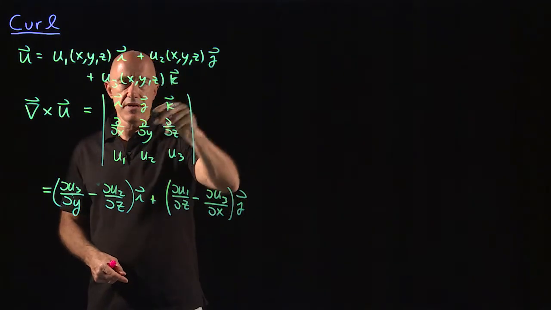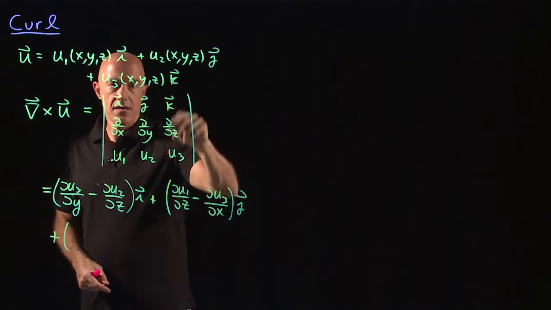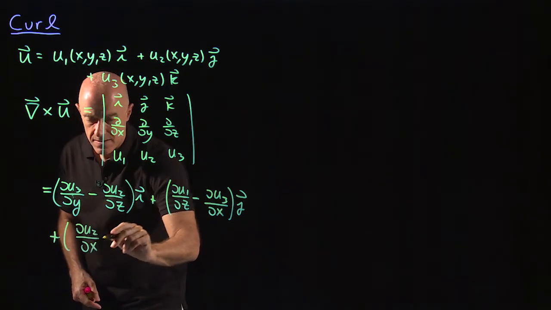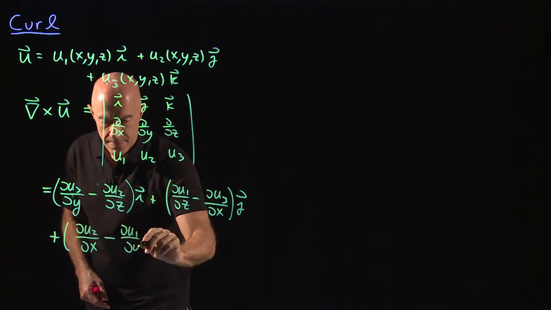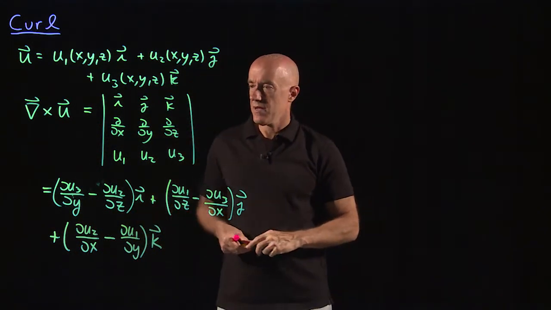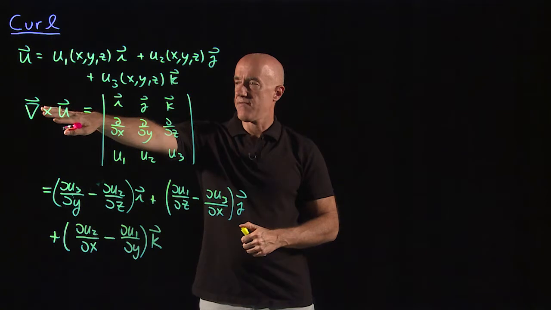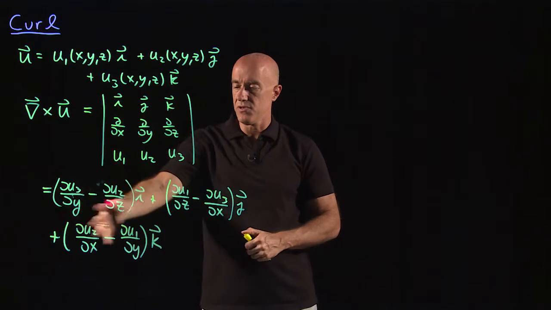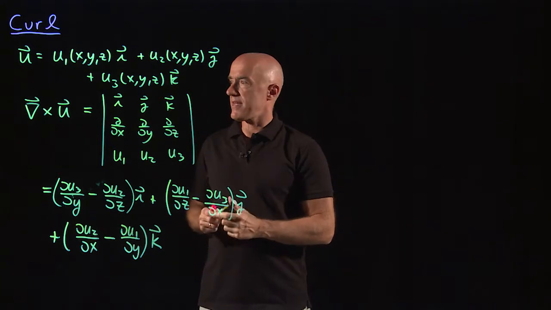And then we eliminate the first row and the third column, and we get plus dU2/dx minus dU1/dy. And that goes in the K direction. Okay? So the cross product, as always, is a little bit complicated. But here we have the cross product of this differential operator, del, with the vector field U, and we get this expression. So let's see if we can work a couple of examples here.